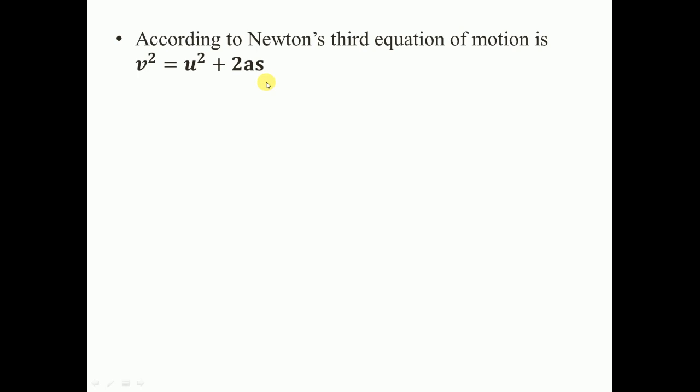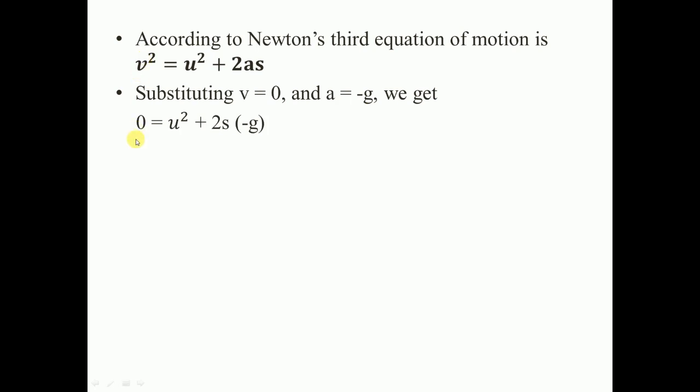Okay, so in this equation we will substitute final velocity as 0 because it will hit the ground and velocity will become 0, and acceleration as minus g. So we substituted v is 0 and a as minus g. Now this minus term will come over here as plus, so we will get 2sg is equal to u square, and then s is equal to u square upon 2g. Basically s is nothing but the height reached by the ball.